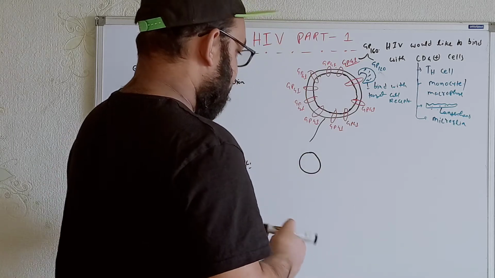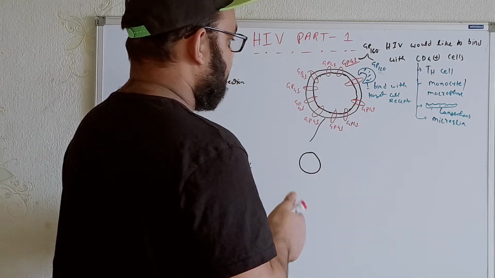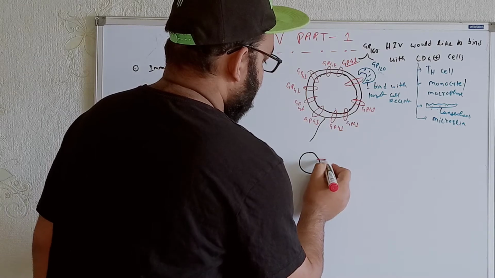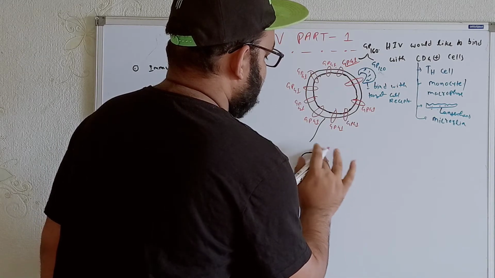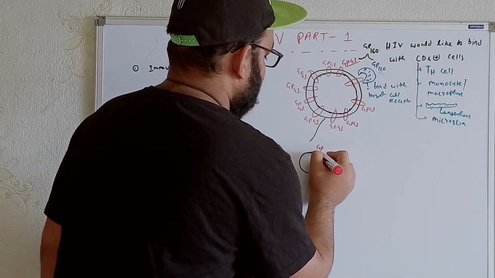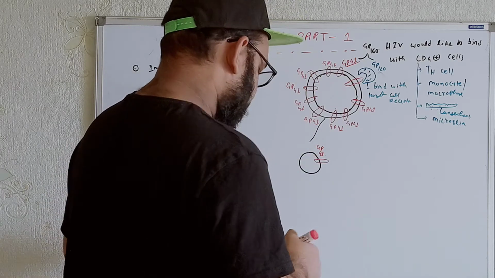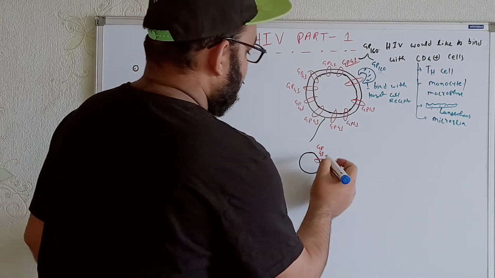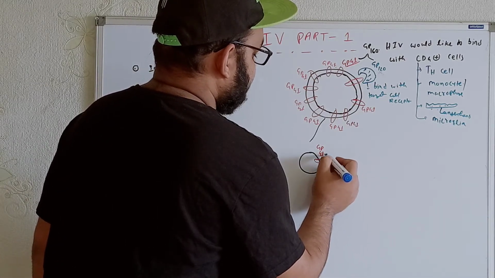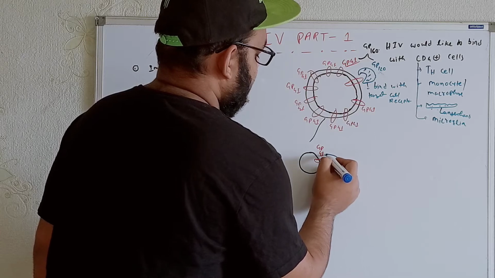This is the HIV virus along with the GP41. Let's write it clearly. GP41, and along with it we'll get what? Along with it we'll get the GP120, right? We'll get the GP120.